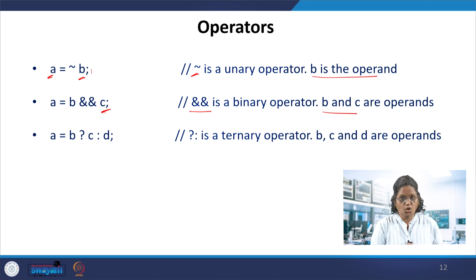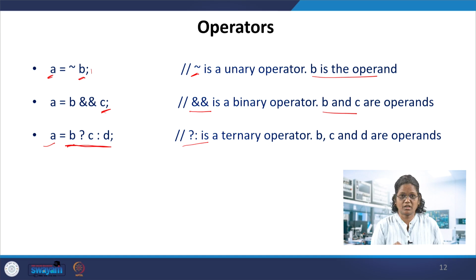And then the ternary operator, which is very unique to Verilog. It has this question mark and colon. So A equal to B question mark C colon D. Here B, C, and D are the operands. If B is true, C will be assigned to A. If B is not true, D will be assigned to A. So that's the ternary operation here, which is very important.